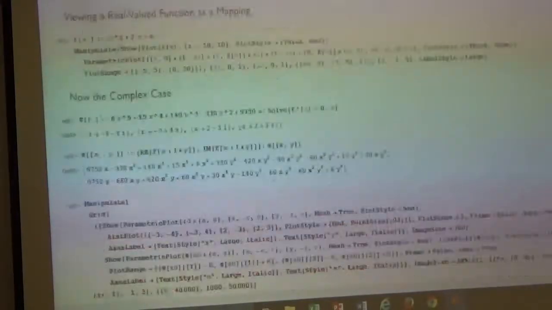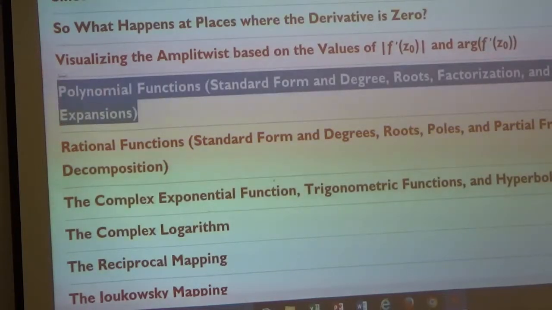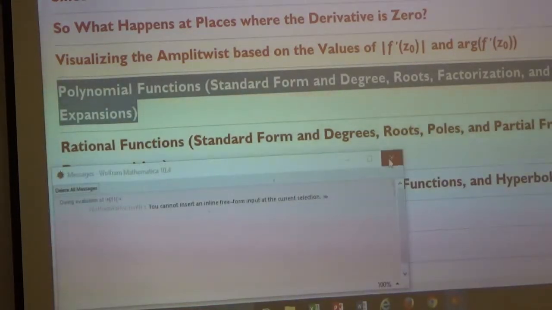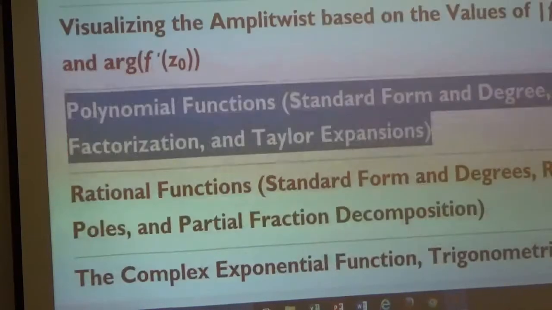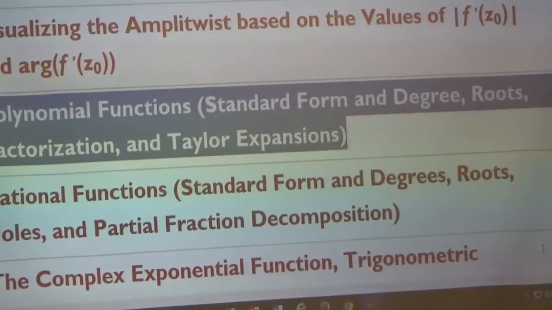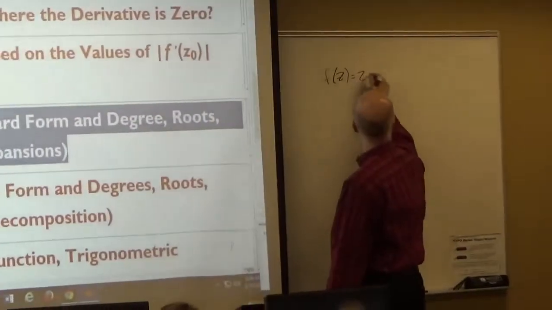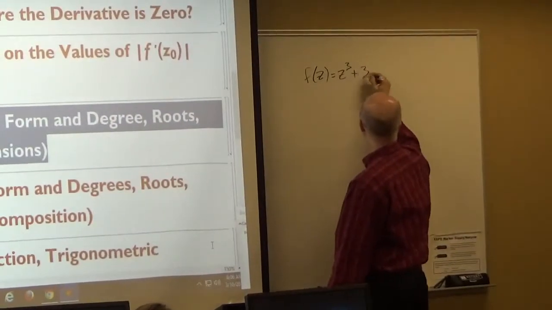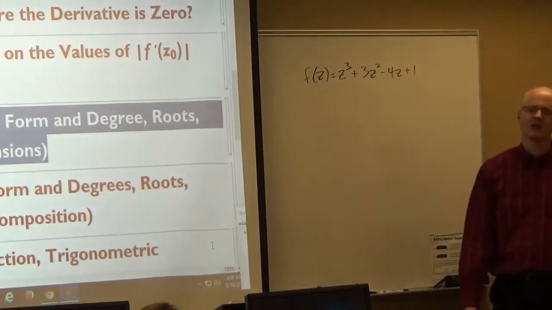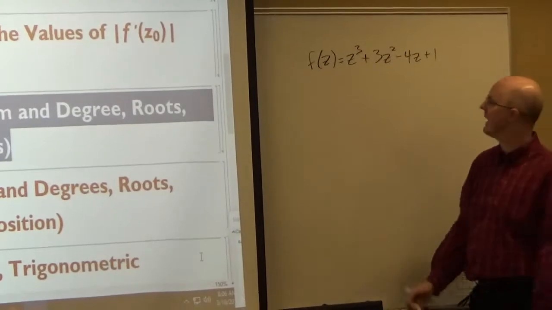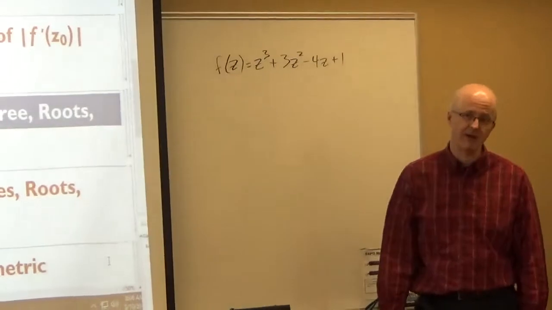I want to do one more thing with polynomial functions. You should be able to expand any polynomial function about any location, any z value. For example, if f of z is z cubed plus 3z squared minus 4z plus 1, should be able to expand this polynomial about some location other than 0 like it is expanded here. What am I talking about? I'm talking about Taylor polynomials, really.